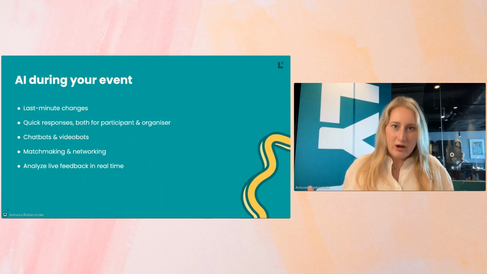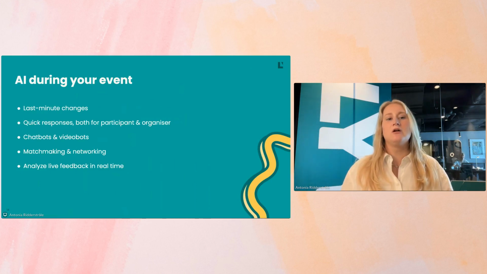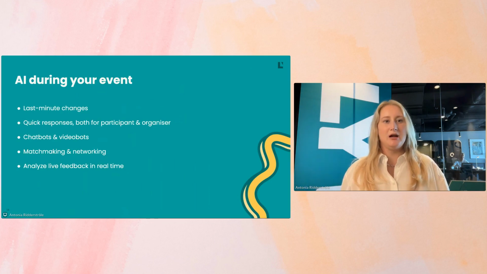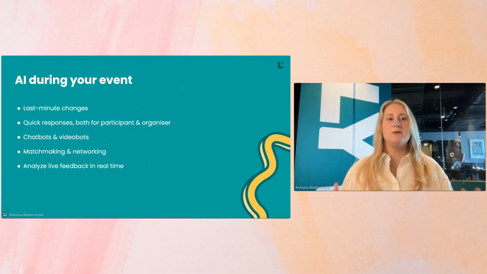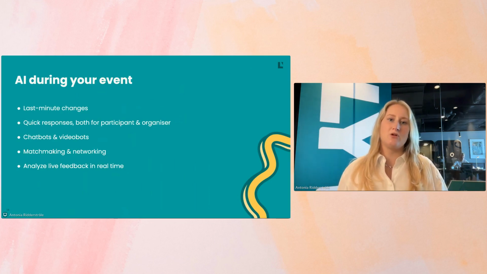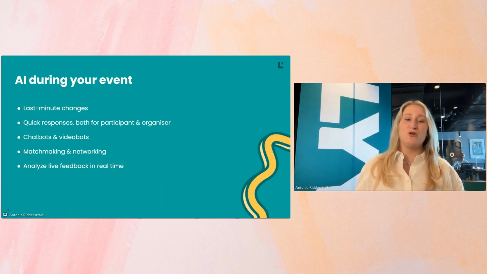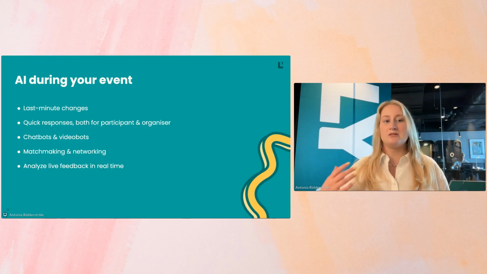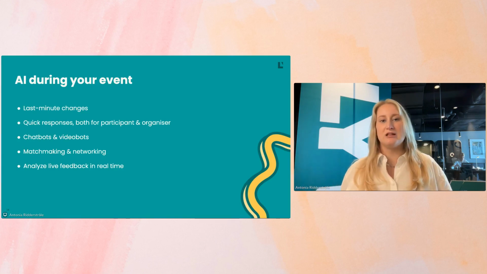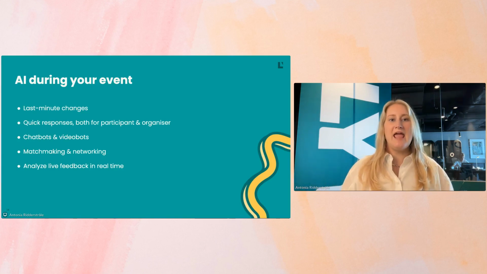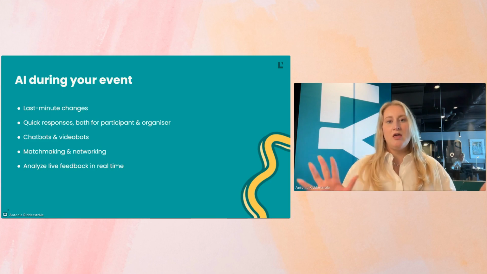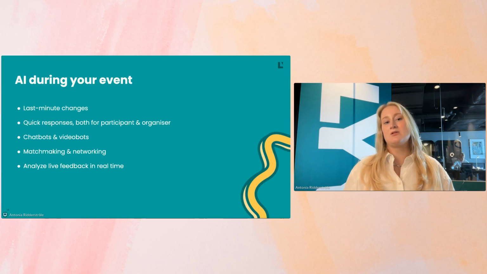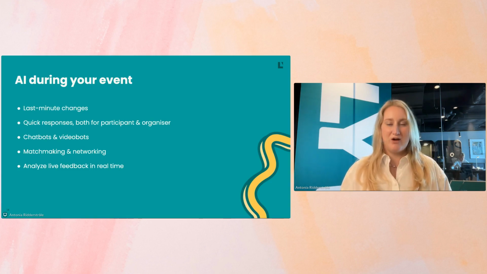So what I and my team had been using during our event activities, and especially during live events, is last minute changes. If something happens, you can always ask your AI for a problem solving solution, or like an advice of what should I do next. It provides you quick responses, both for participants and organizers, and then we come to chatbots and video bots. If you have an AI-powered chatbot or video bot, you can easily, as an organizer or a participant, ask maybe the most frequent asked questions to that, and you can easily get a fast response.